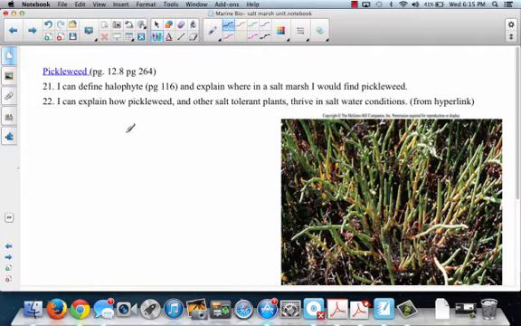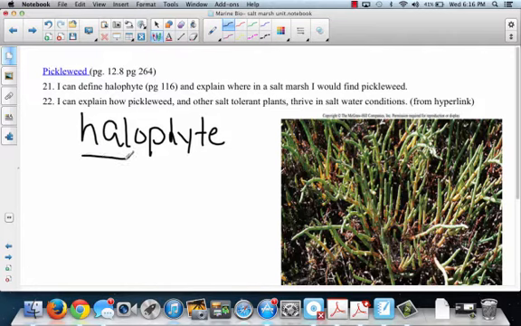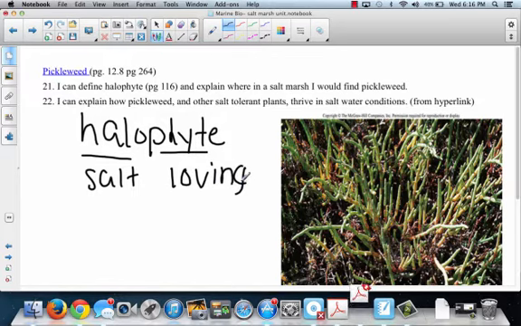All right, 21 and 22 are dealing with pickleweed, which is, again, we're in the plant kingdom. It's another type of cordgrass, but it's a halophyte. And so we're going to define the word halophyte. Halo means salt. Phyte means loving. If it was halophobic, that would be salt fearing. Phyte is philic, which is loving. And so they're extremely tolerant to salt.